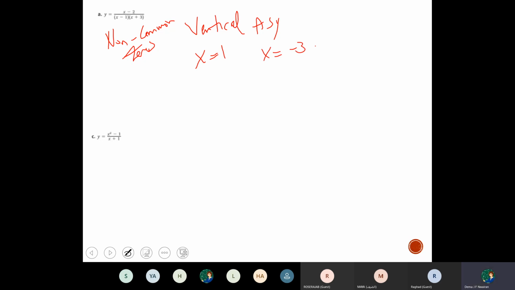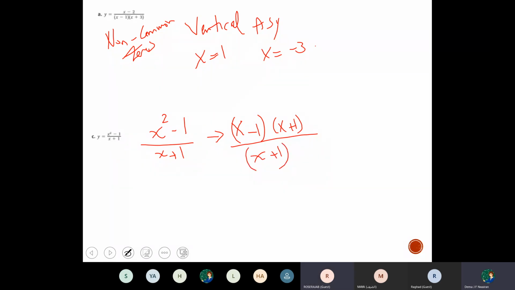Let's do now C. Here we have x squared minus 1 over x plus 1. I will now factor the numerator. It will be x plus 1 times x minus 1 over x plus 1. Did we have a common zero? Yes, we have a common zero. So here, is there a vertical asymptote? No vertical asymptote. Yes, thank you.